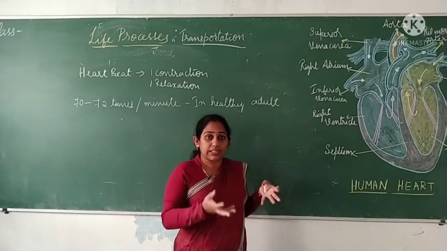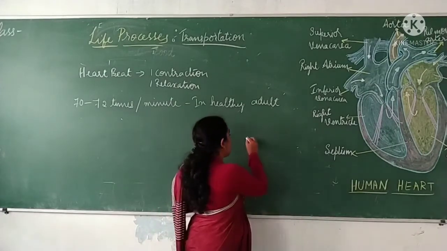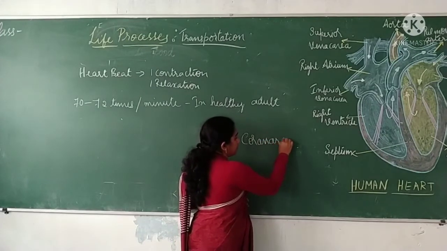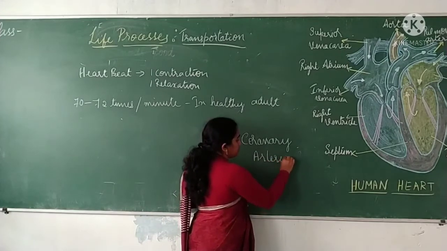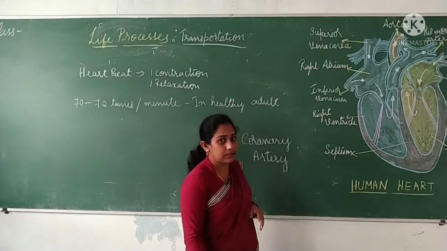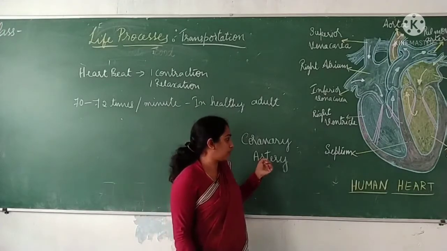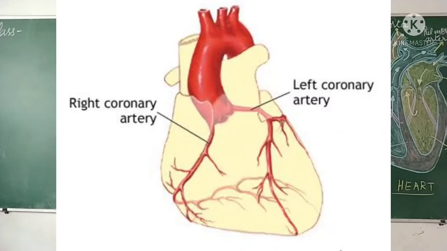So which artery carries the blood to the heart? It is called the coronary artery. It's not there in your reader, it's for your extra information. So keep it in mind, it is the coronary artery which actually supplies the blood to the heart. Heart attack and all are caused by this coronary artery. If there is any blockage in the coronary artery, it leads to a heart attack, wherein the blood supply to the heart itself is stopped.